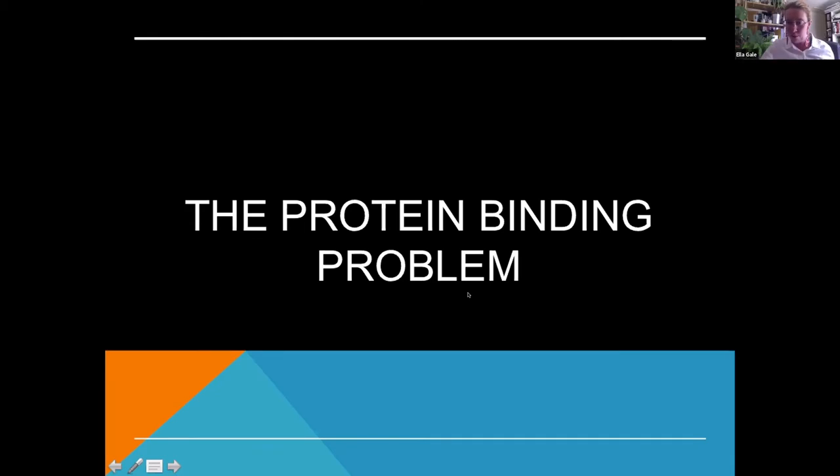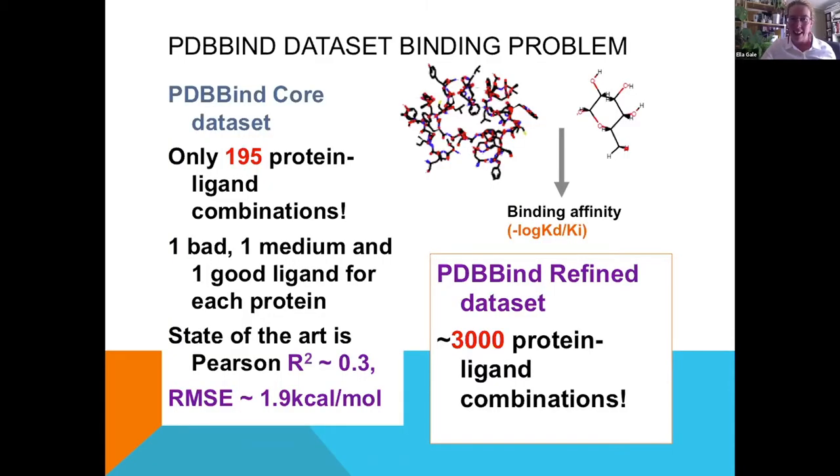Okay, protein binding problem. Now, I'm certain that pretty much everyone else in this talk knows more about the protein binding problem than me. So I'm approaching this from more the data end. And this is how I'm doing the problem. So we have the PDBind core data set. This is a small data set. And crucially, it's about the size of a data set I'd imagine a lab might have, or a pharmaceutical company might have if they were trying some ligands on a certain protein target.